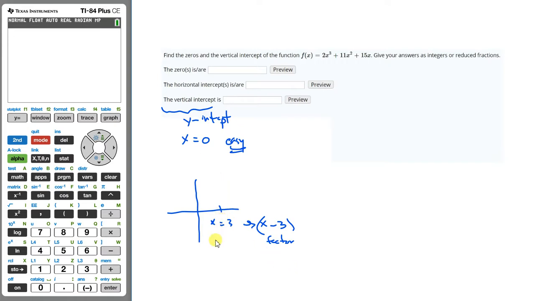Now, another issue is x equals 3 would be called a 0 of the function. The corresponding x-intercept would be the point (3, 0). So when we're talking about horizontal intercepts or x-intercepts, we're talking about the xy coordinates. When we talk about the 0, we only care about the x coordinate of that x-intercept. And then of course a 0 corresponds to a factor. X minus the number that represents a 0 gives you a factor for the function. All right? So now let's go ahead and work this out.